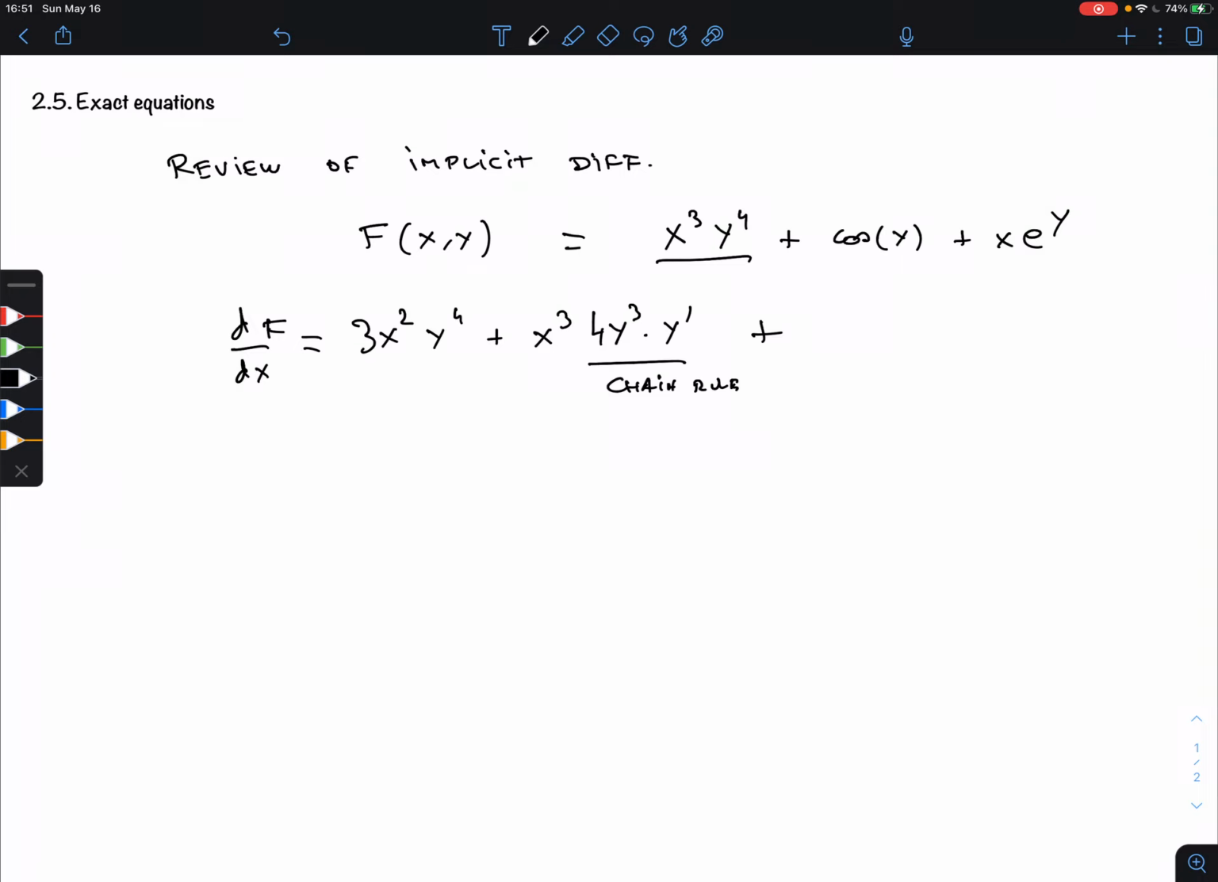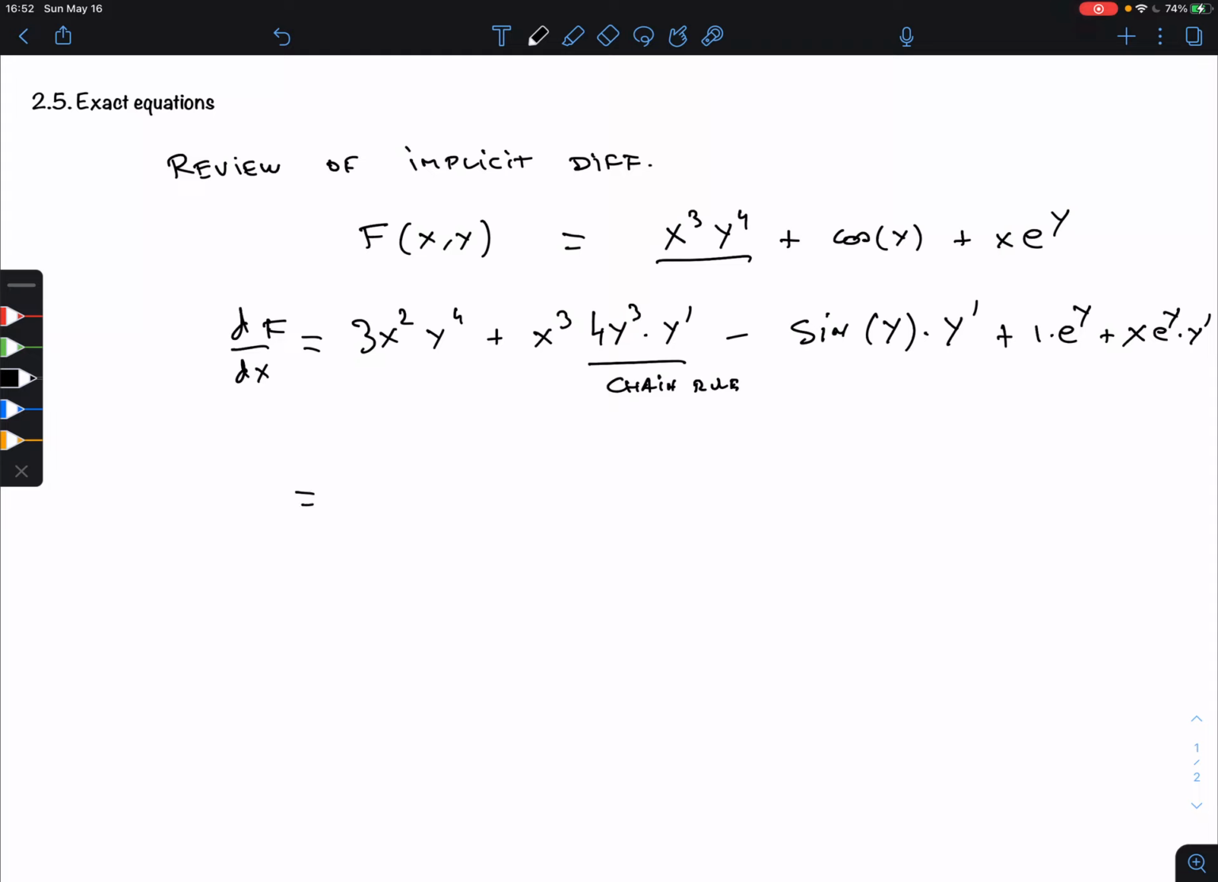Okay, plus the derivative of cosine y, well, the derivative of cosine is sine, so minus sine y, but again, y is an inside function, so you get a y prime here. Plus, this is a product again. The derivative of the first factor is just 1 times e^y, plus, and for the second factor, copy the first, take the derivative of the second, that is e^y times y prime, because y is an inside function.